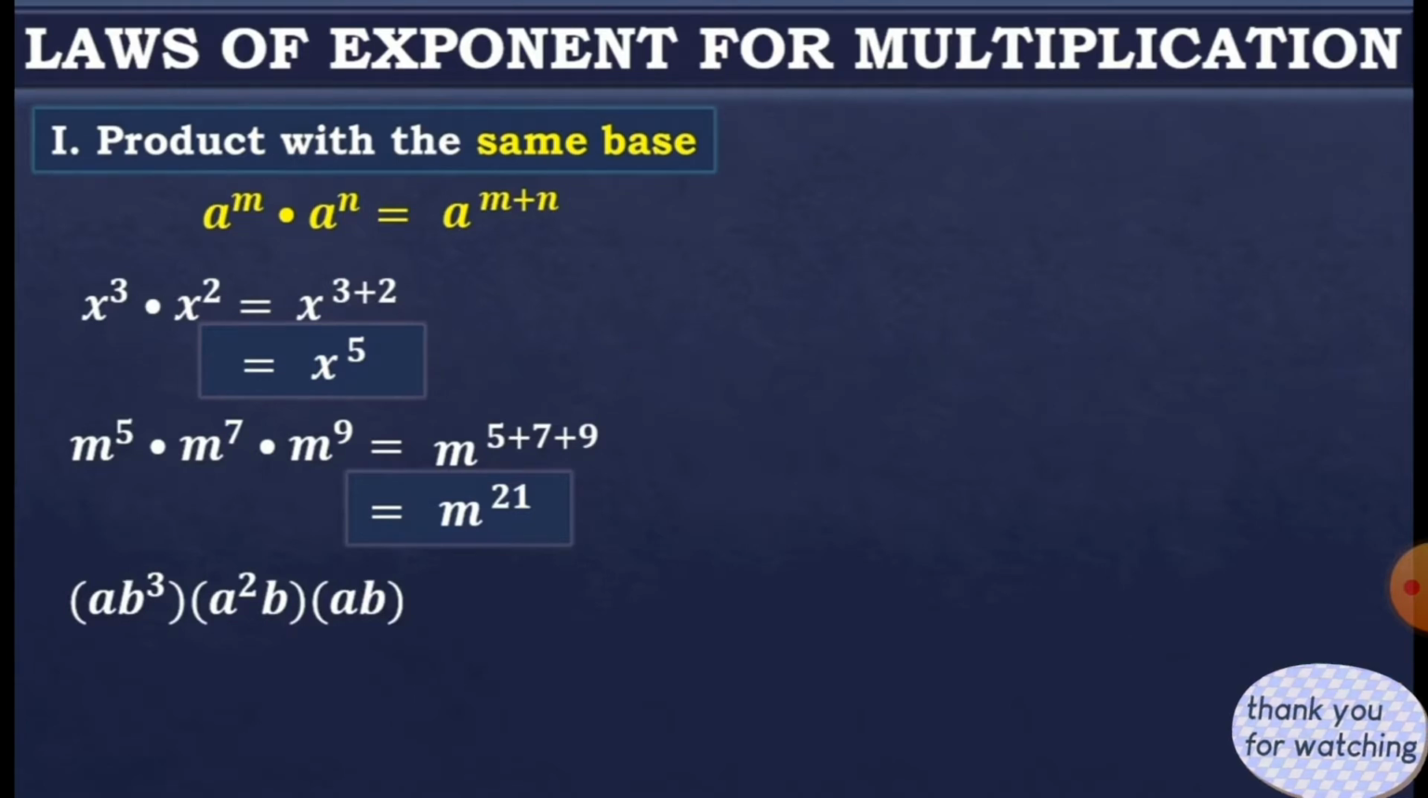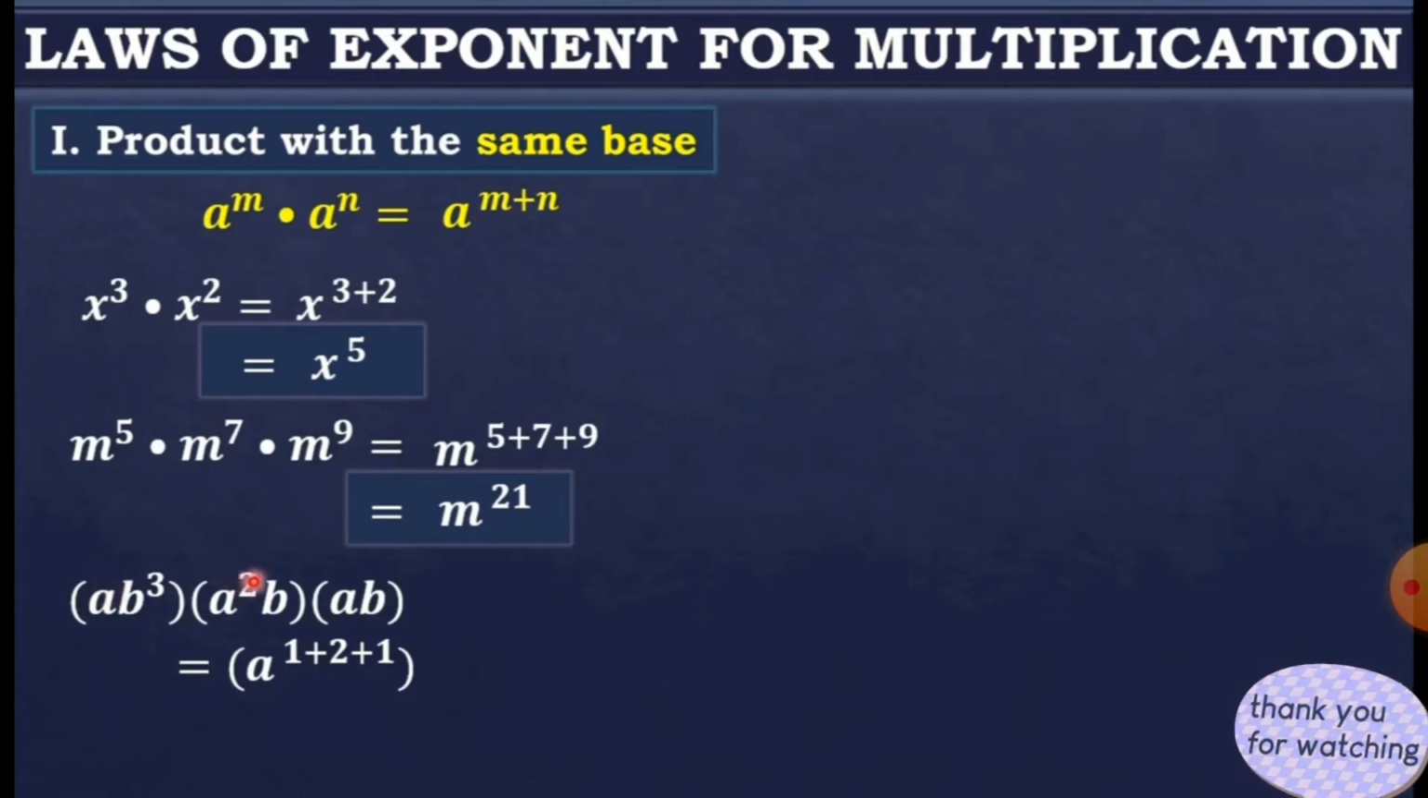ab cubed times a squared b times ab. So what are the common bases? We have a and b. So first we have to write a. So check the exponents of a. So that's 1. Understood? The exponent of a is 1. But we don't need to write it, but that's 1.